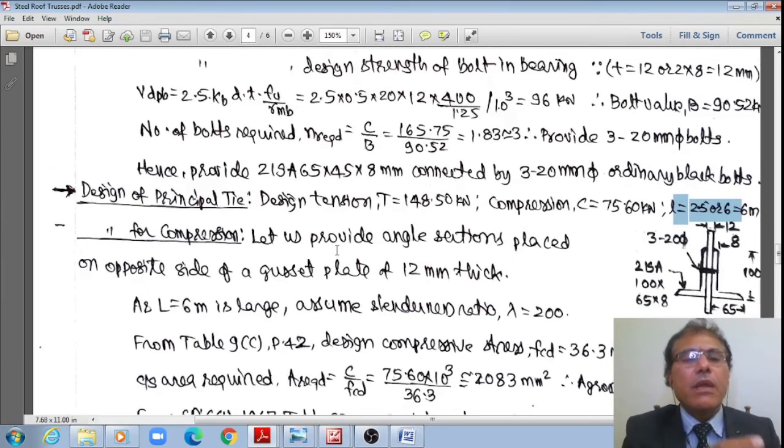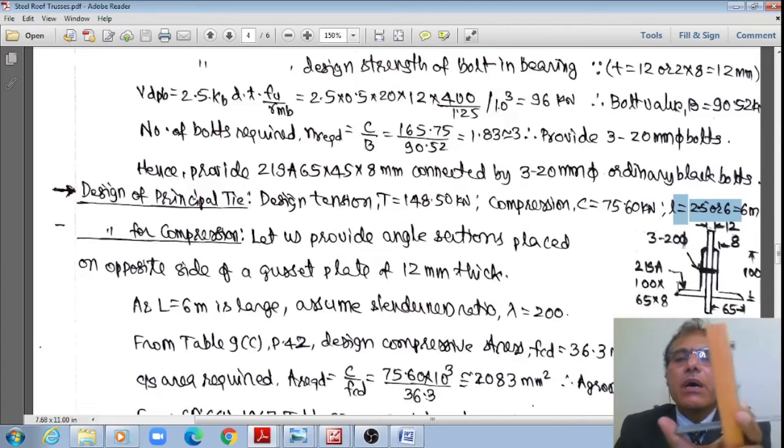Now, even by seeing this, though the compression is just 75.6 and the tension is more, however, generally all these members will be governed by compression only, though there is a smaller compression force. Primarily because of the buckling nature of these very small sections, we will design for compression, then we'll check for the tension.